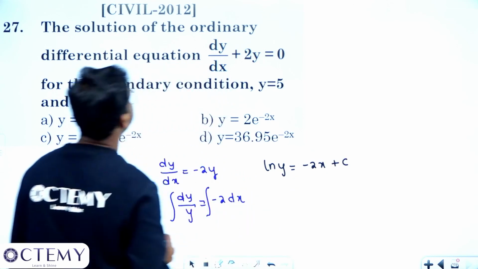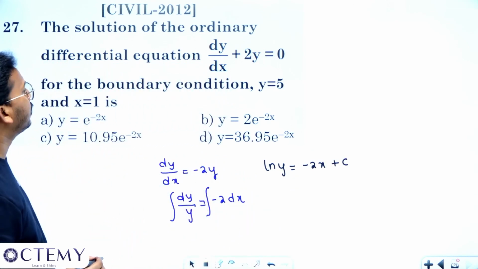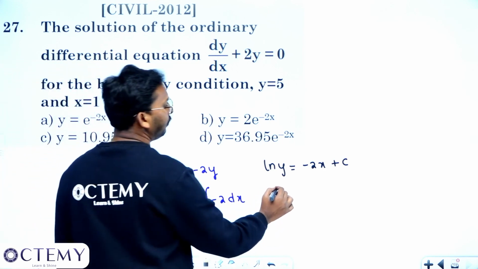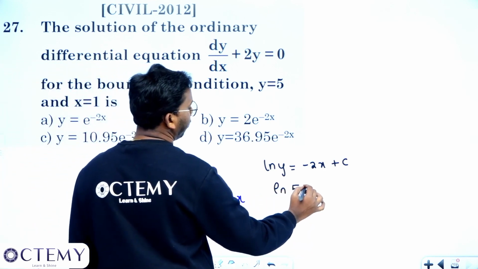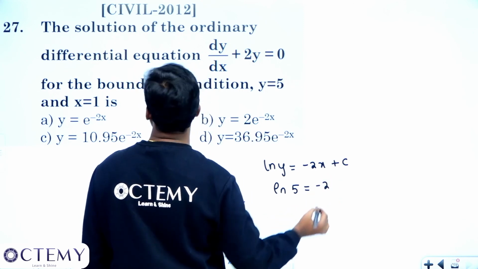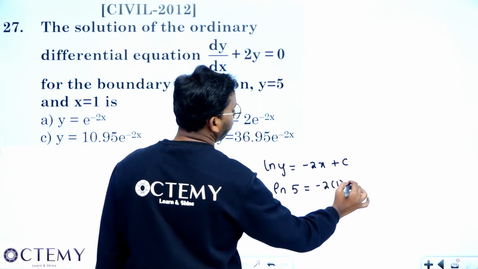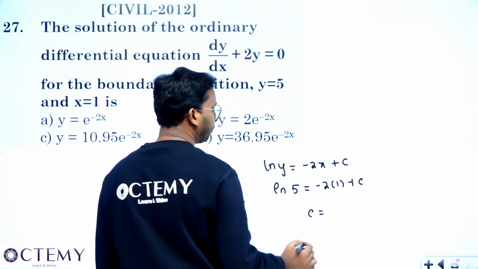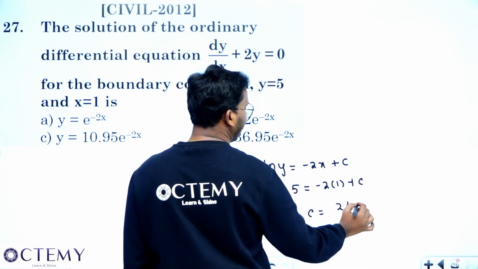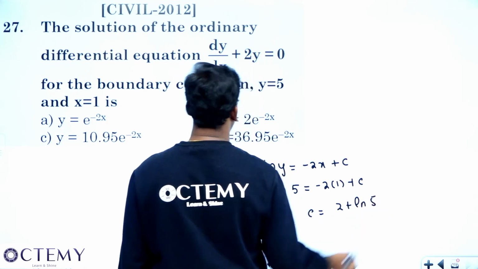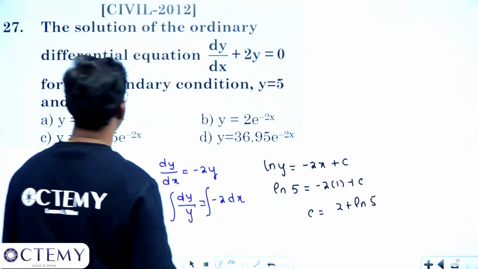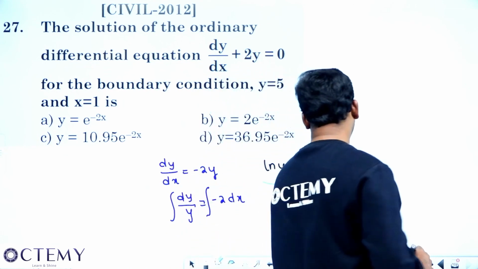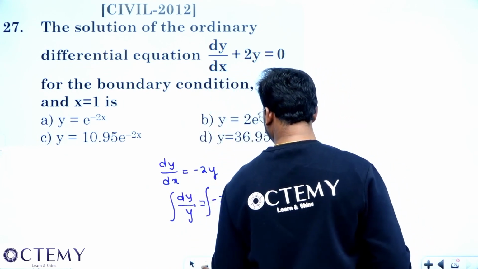Now let us put the condition. The condition is when x is equal to 1, y is 5. So ln 5 is equal to minus 2 into x, which is how much, sir? 1, plus c. So what is the value of c? The value of c is basically 2 plus ln 5. Okay, he has given it in multiplication form, so let us do it in multiplication, sir. Let me just take it one more step.